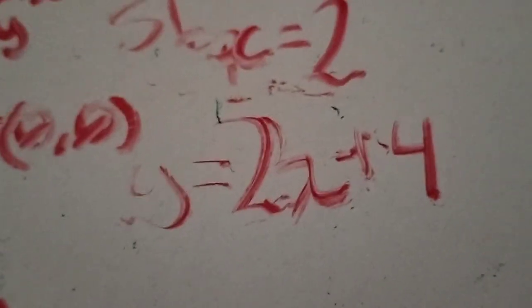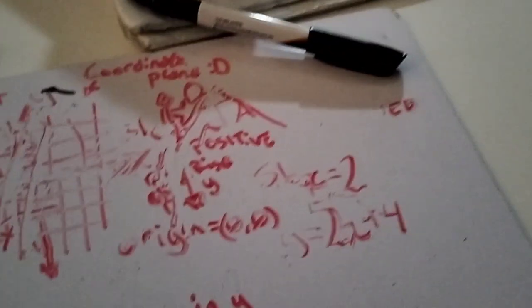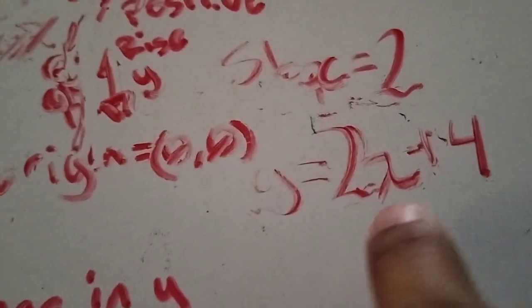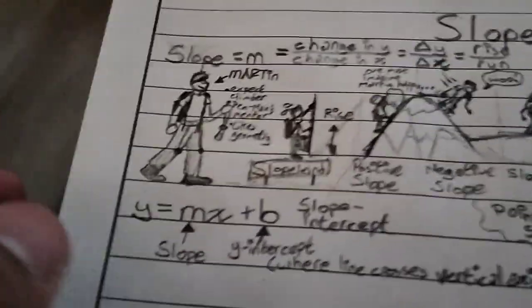So you're going to see that this is the equation of a slope that would look like this. You can put it in a Desmos graphing calculator. Highly recommend it. Y equals 2x plus 4. There's 4 right here.